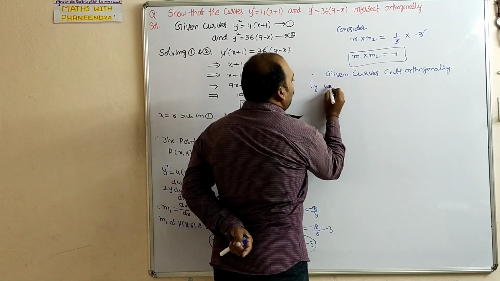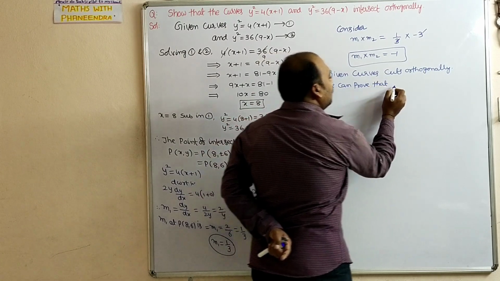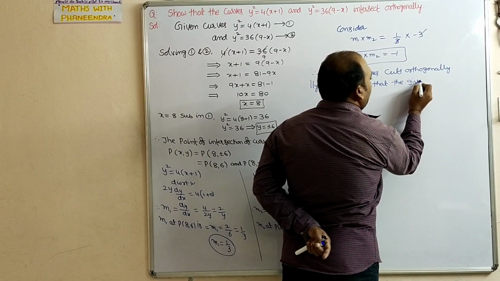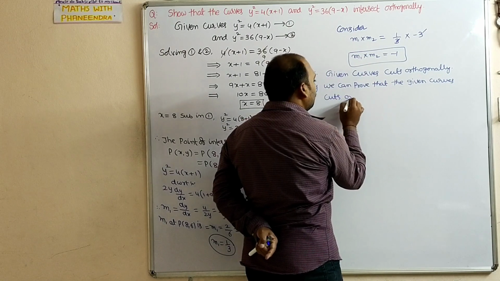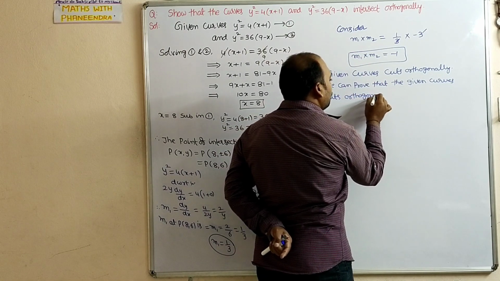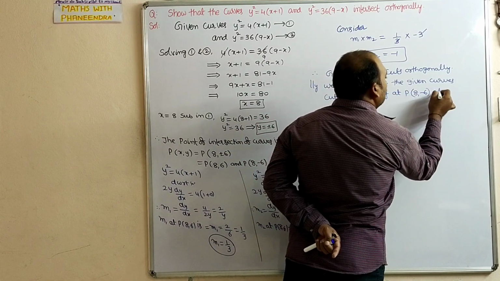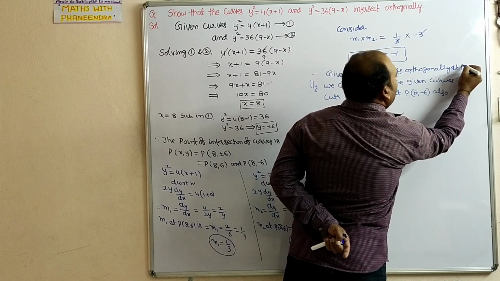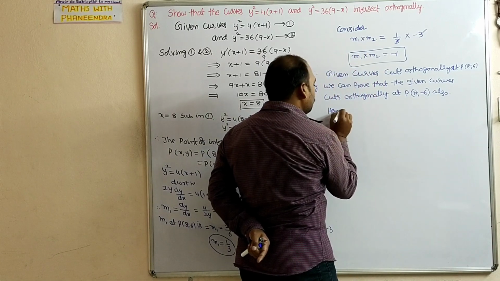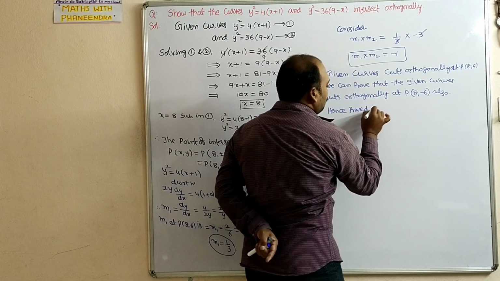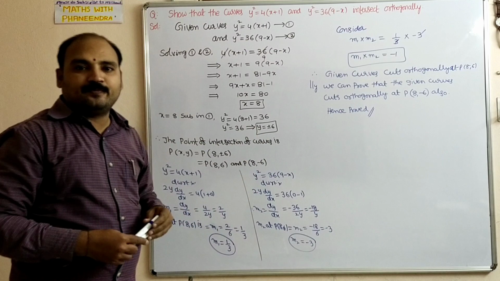Similarly, we can prove that the given curves cut orthogonally at P of 8 comma minus 6 also. This is 8 comma 6. Hence proved. This is the way you have to prove the given curves cut orthogonally.